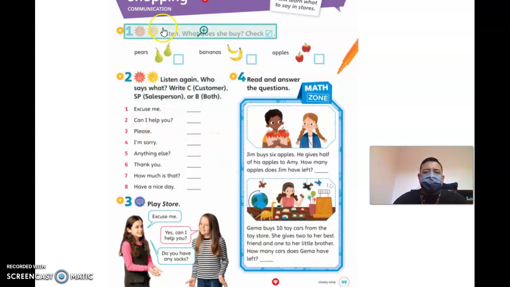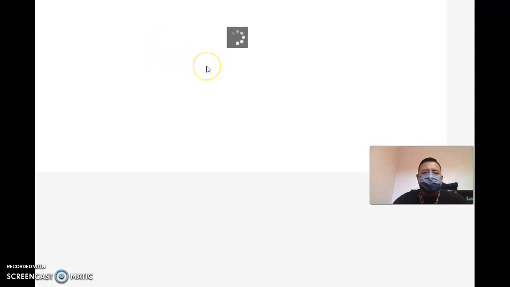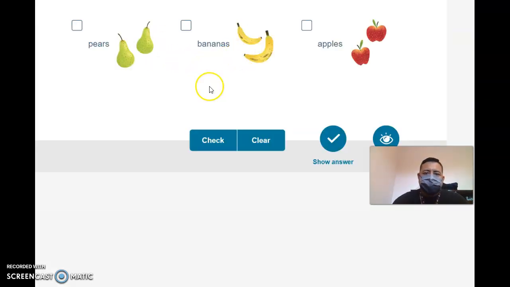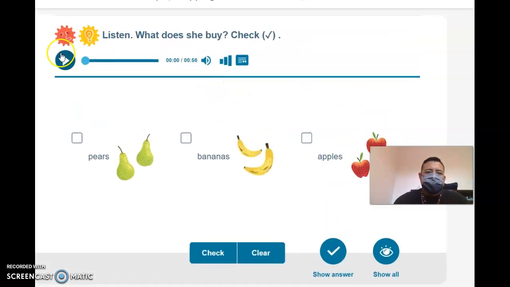And the first thing, we're going to listen to the audio and decide what does she buy? ¿Qué compró ella? What does she buy? Pears, bananas, apples. So let's listen. Vamos a escucharlo. Y anotamos qué fue lo que compró.